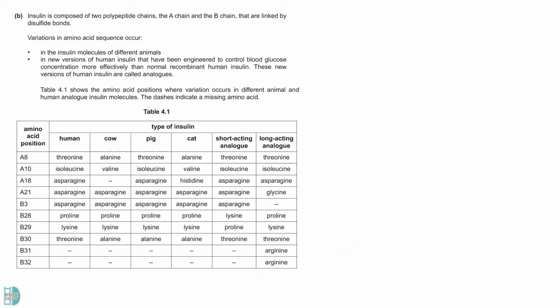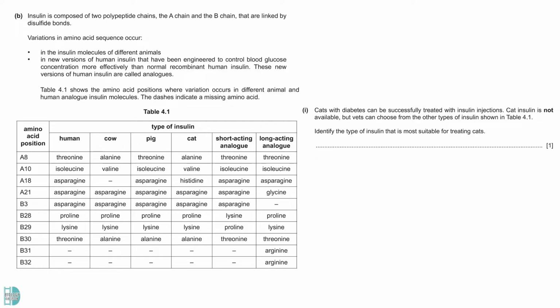In B, we have the sequence of different types of insulin and the engineered insulin called analogs. 1. Identify the type of insulin that is most suitable for treating cats. The best insulin for cats would be the one most similar to a cat's insulin. Cow's insulin is the closest match.